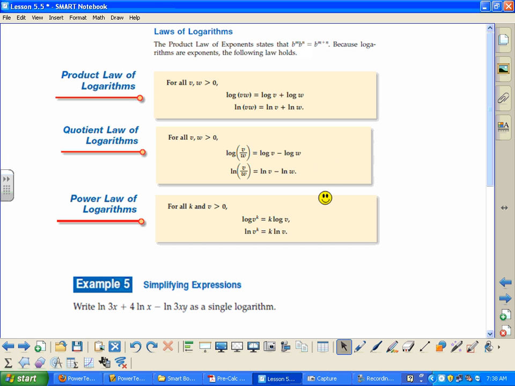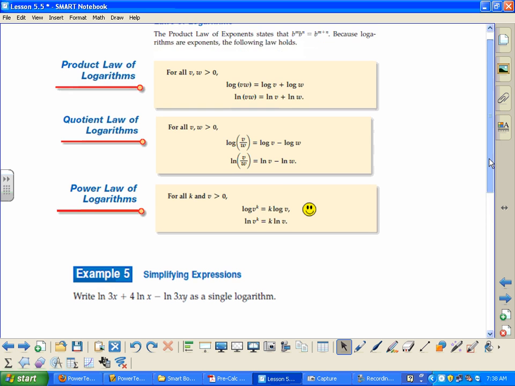Then the other one we're going to look at is the power law, which says if we have the log of some number to a power, we can bring that power to the front. So here we have the log of v raised to the power of k. That k can come to the front and be k log of v. And we're going to use those properties in simplifying some expressions.